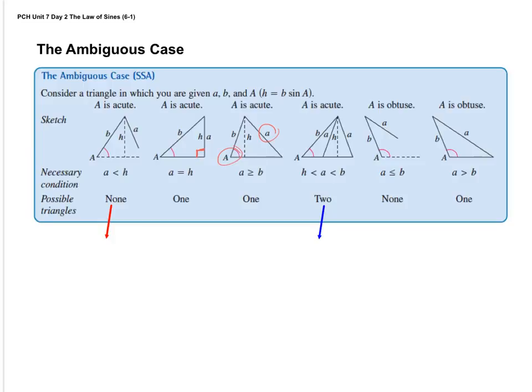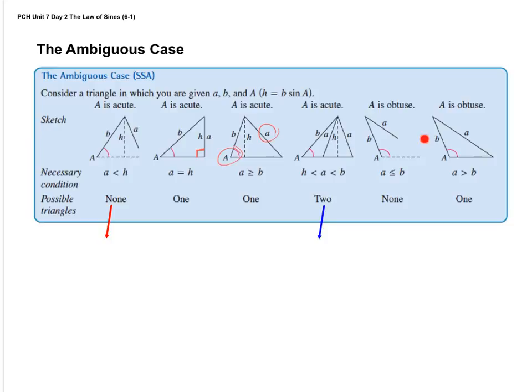Then we have this second case where I've already circled the A and the A. This is where A is greater than B. You'll notice that happens both here and in the last one right here. A is greater than or equal to B. As long as the side across from the angle you're given is bigger, then you know it's going to work. Where we run into a little bit of trouble is when A is shorter.